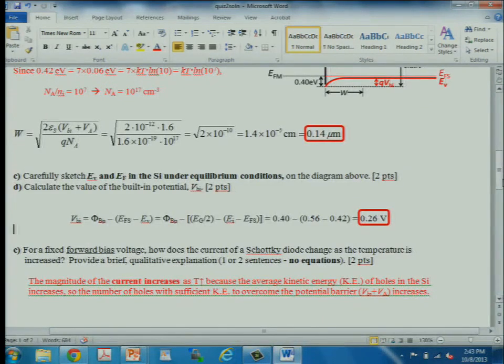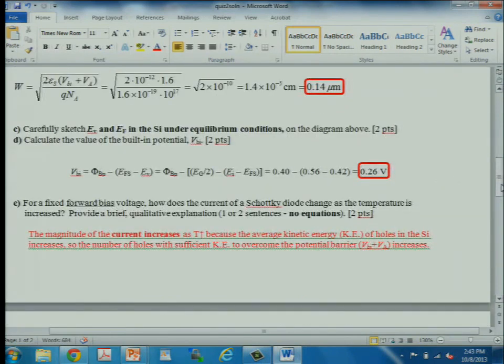Okay, so under forward bias now, how does the current in the diode change as you increase the temperature? So the correct answer is the current increases, so you get 1 point if you say that. But then you have to provide some qualitative explanation. So just something about the number of holes with sufficient kinetic energy to overcome the potential barrier. As long as you say something about kinetic energy, that's fine. And number of holes with high kinetic energy increasing is fine.